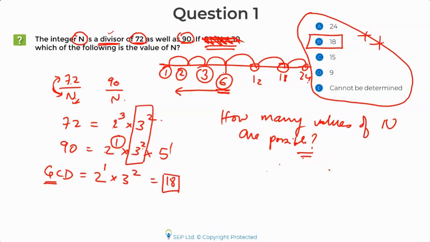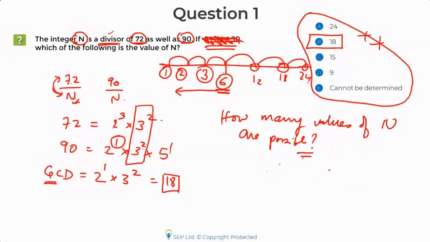Integer n is a divisor of 72 and 90. Okay. And I'm asking how many values of n are possible. Okay, Rudar says 6. Shushri says combination of all prime factors which give us all values of n. Joe says 4. Okay. This is a very important question, guys. This is where a 600 level question automatically becomes a 650.